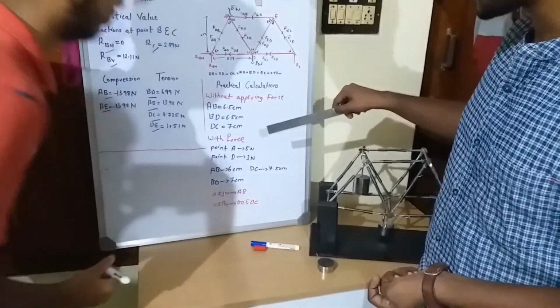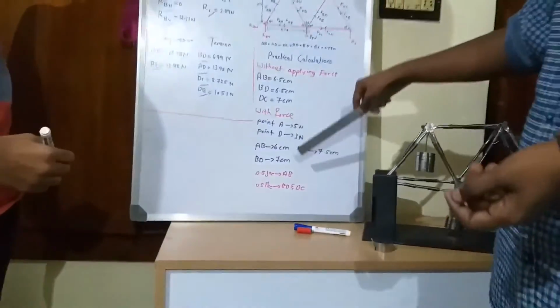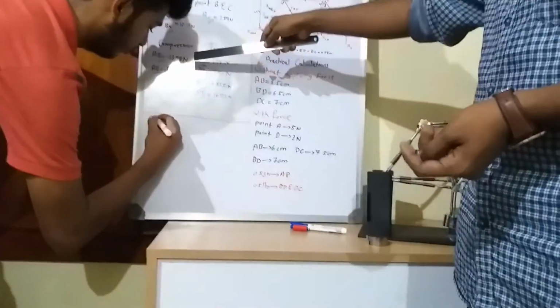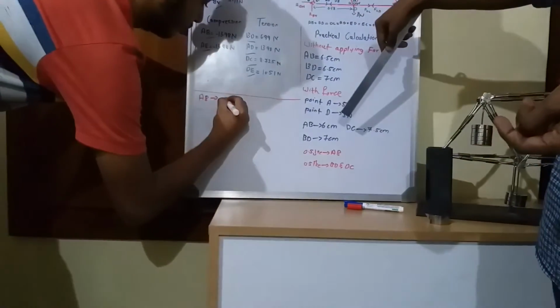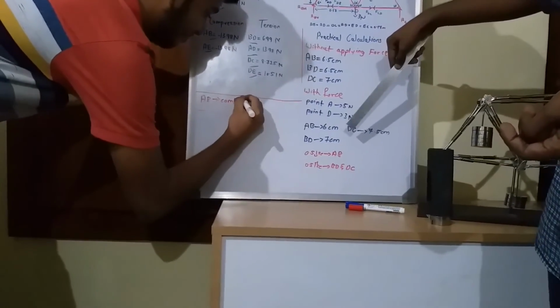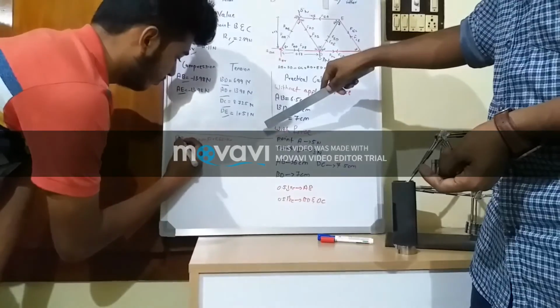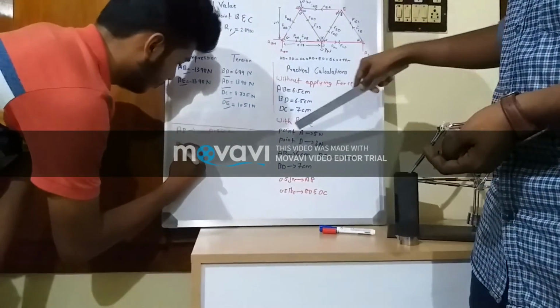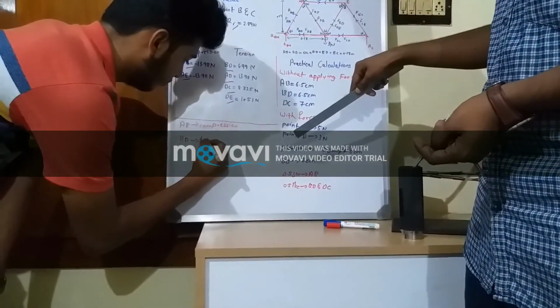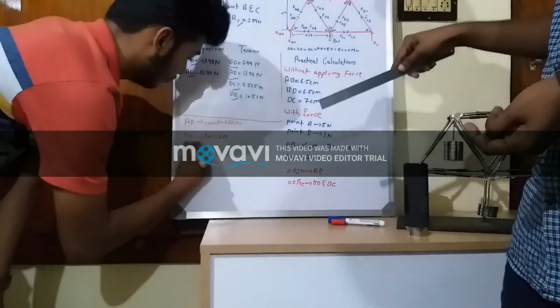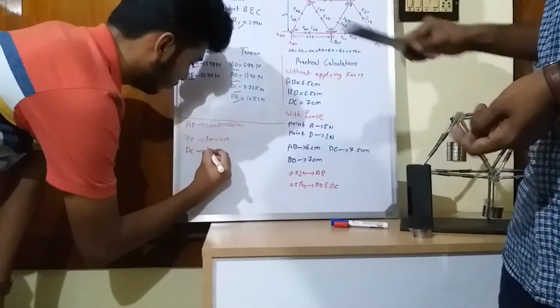At last we can say that the member AB has undergone compression by comparing the values of theoretical and practical, and BD and DC have undergone tension. Similarly, we can determine the tension and compression in other members.